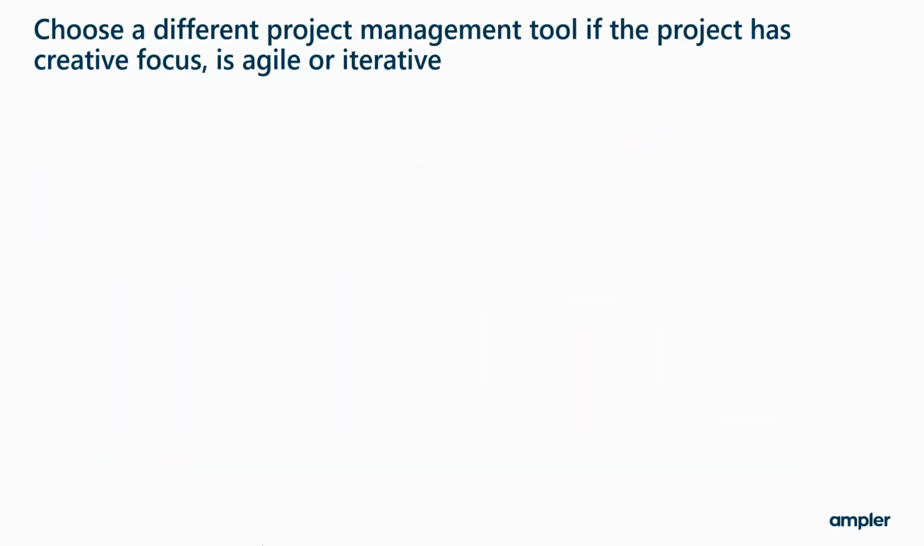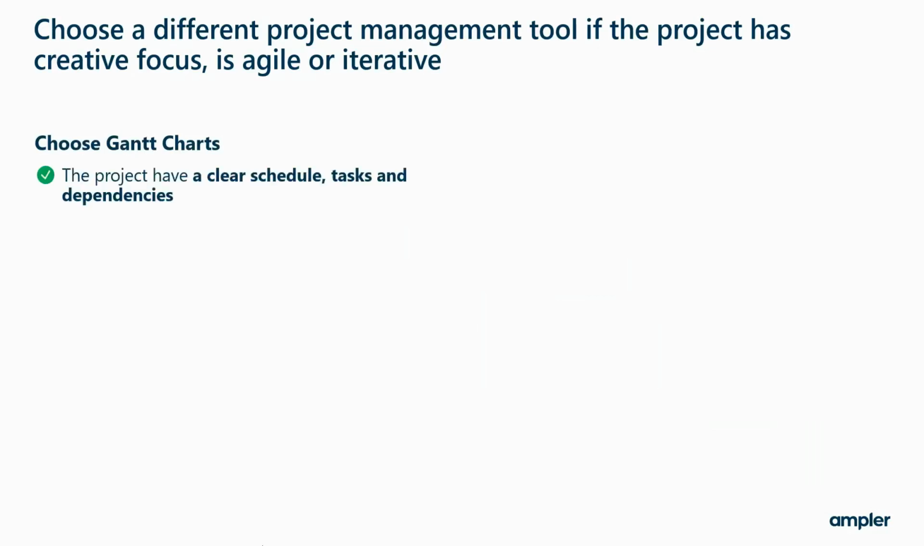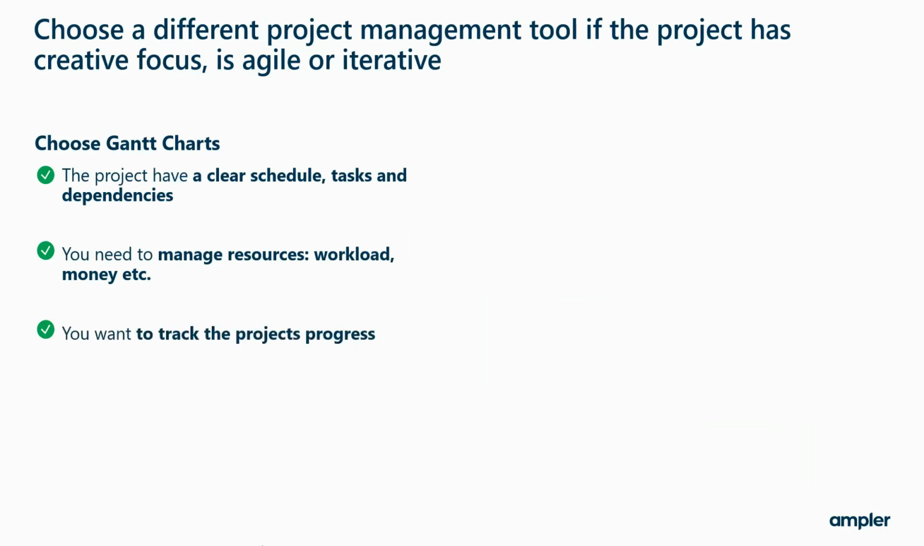As mentioned earlier, there are some instances where a Gantt chart is useful for projects and others where they aren't. Gantt charts are useful for projects that have a clear schedule, tasks, and task dependencies. If you need to manage and allocate resources, if you want to track the progress of the project, if you need to report the status of the project to stakeholders, if your project has a hard deadline. As you can see, Gantt charts are useful for nearly every project, but there are some instances where another tool might be more useful.